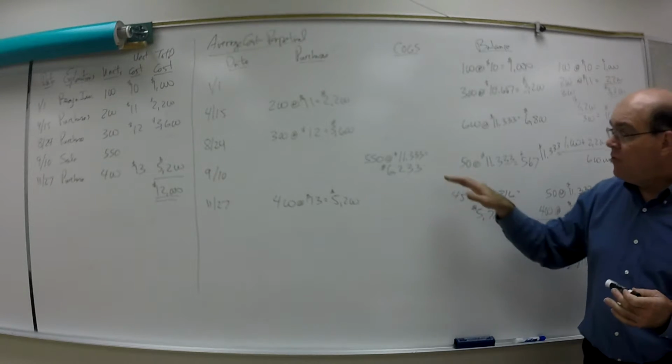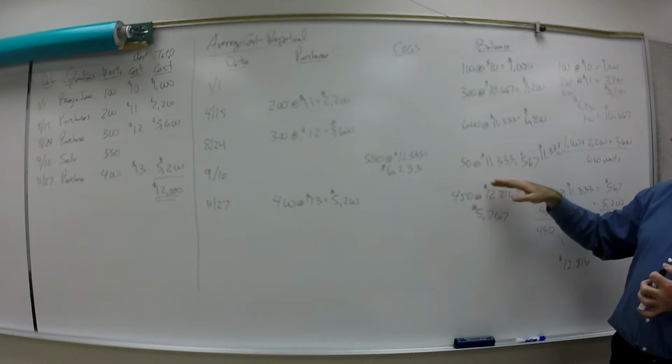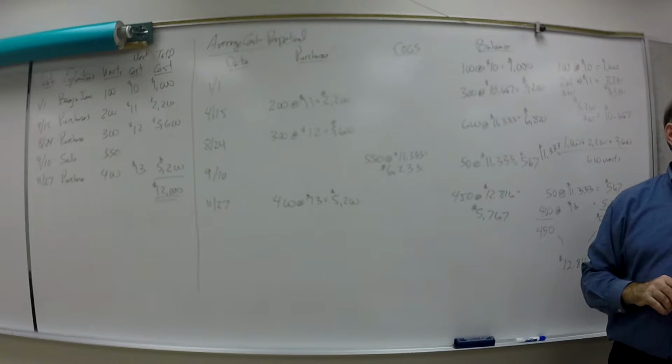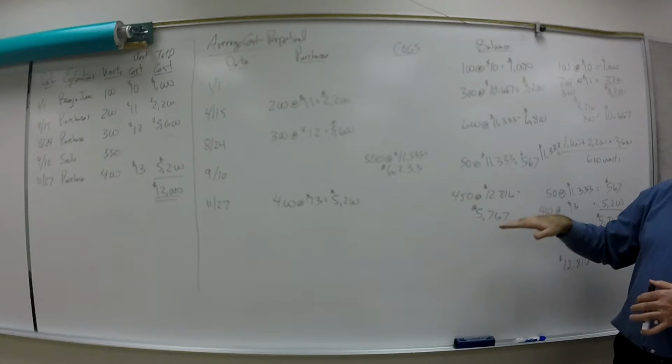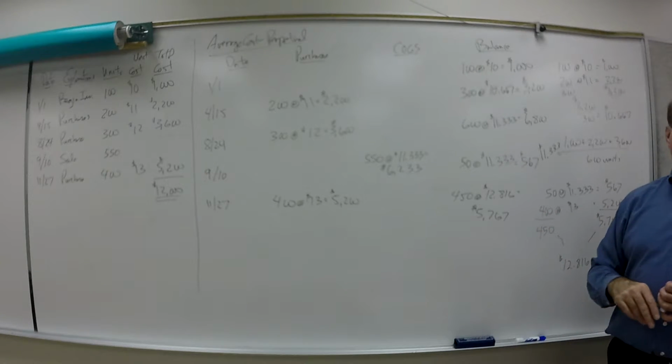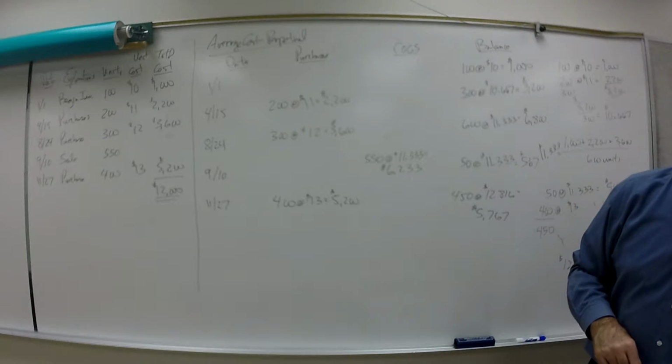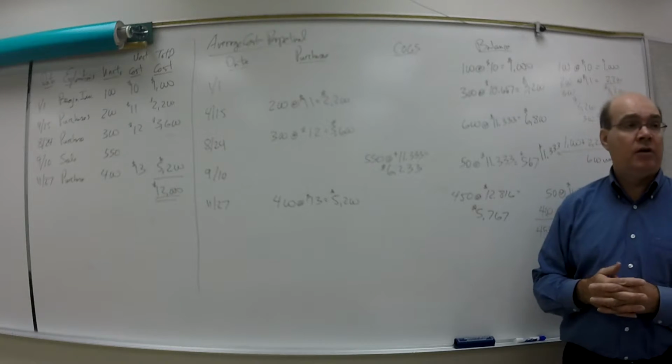So what you'd have to do after every sale is go through and see what your new balance is, and then when you do a purchase, you've got to recalculate your average. If we did another sale right after this, we'd use the 12.816. And this is why computers were created. It's a lot of work.